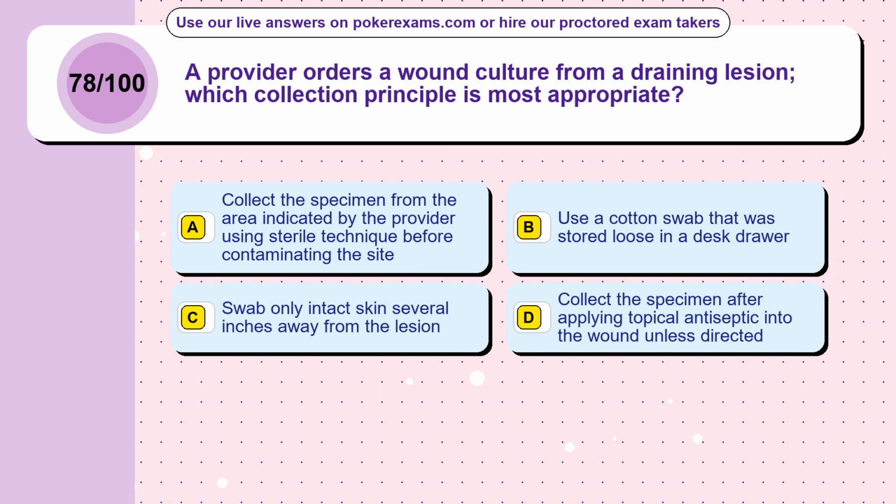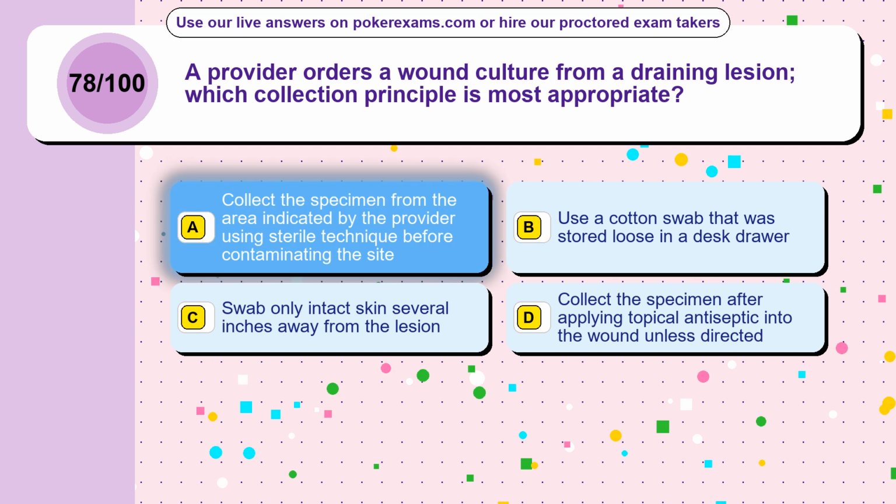Question 78. A provider orders a wound culture from a draining lesion. Which collection principle is most appropriate? Option A. Collect the specimen from the area indicated by the provider using sterile technique before contaminating the site. Option B. Use a cotton swab that was stored loose in a desk drawer. Option C. Swab only intact skin several inches away from the lesion. Option D. Collect the specimen after applying topical antiseptic into the wound unless directed.